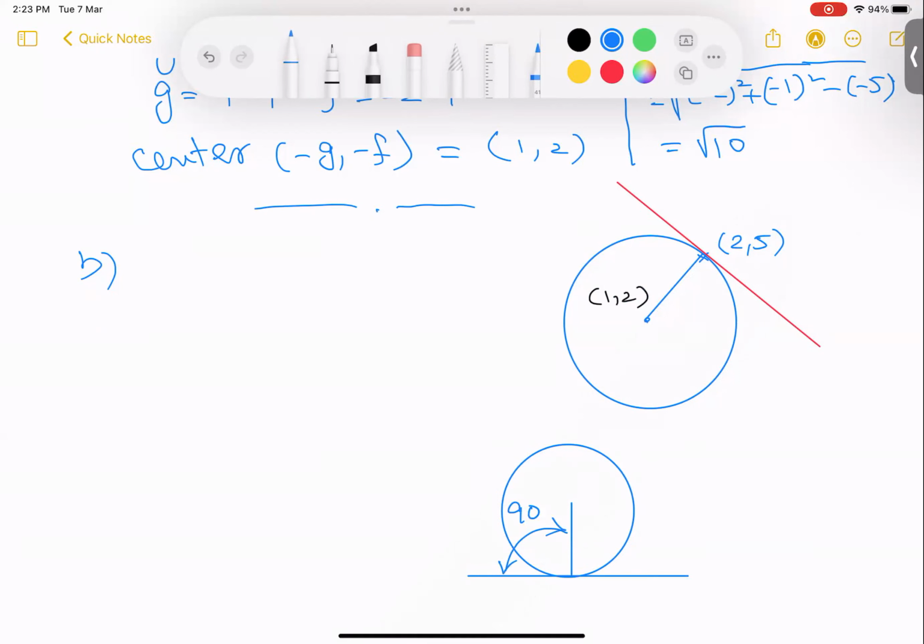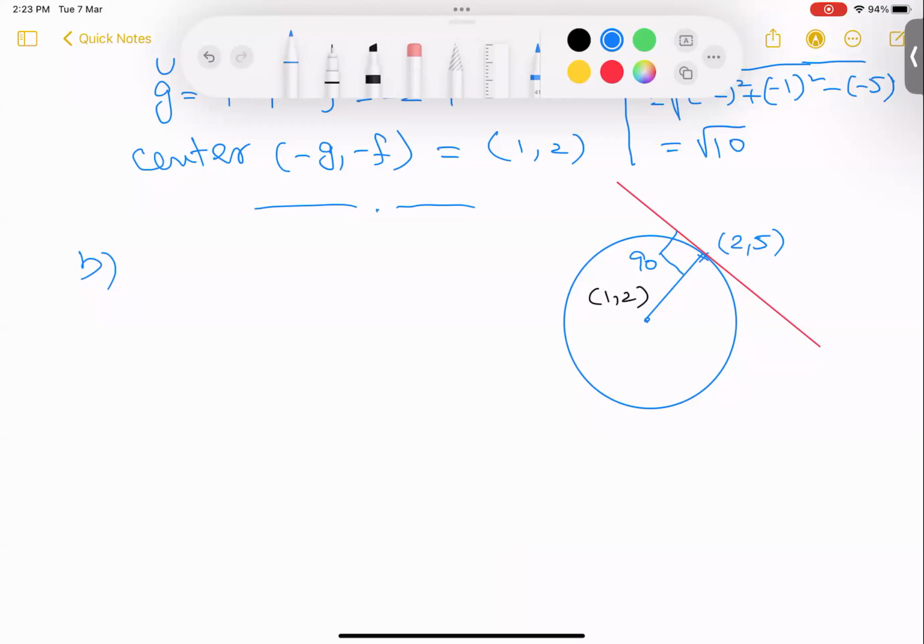So it means a very clear approach. The angle between radius and the tangent is 90 degrees. So this is 90 degrees, I can say clearly. Okay, so this is 90 degrees. This is 90 degrees. And now the center is (1, 2), and this is given. And all of you know it.